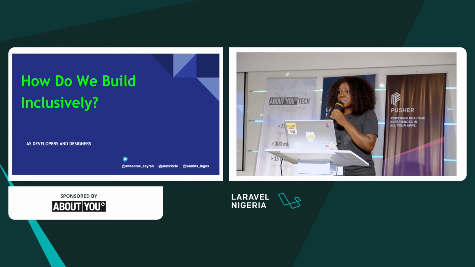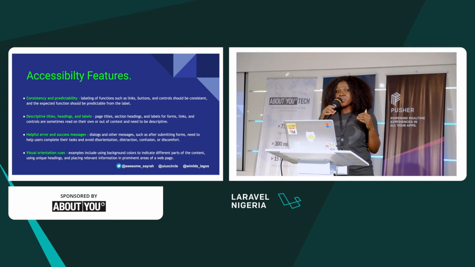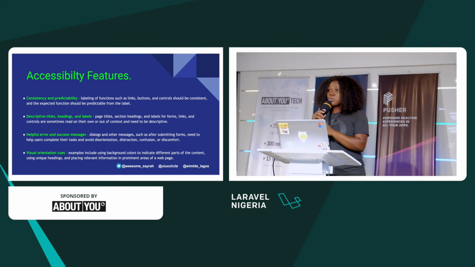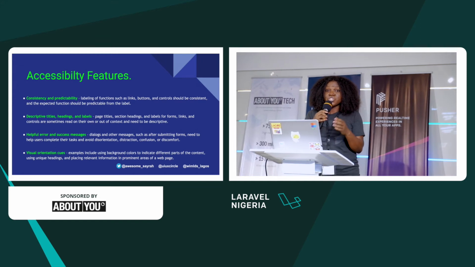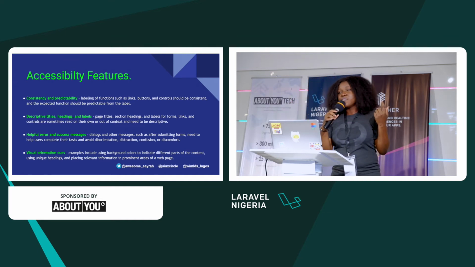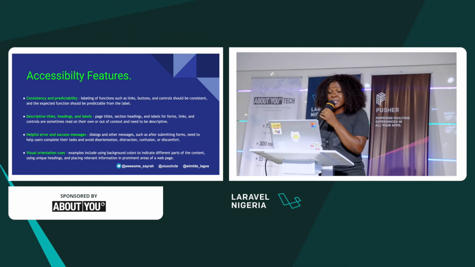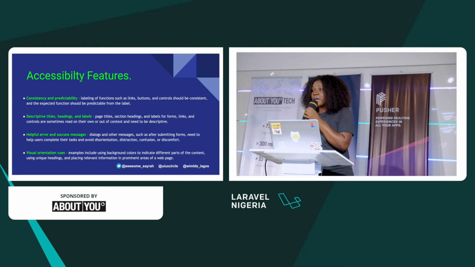How do we as developers and designers build inclusively? First off, there are different concerns that we need to put in when we are building our web applications. Although we might be doing these things unconsciously, ideally, we're actually considering those that are disabled or people that are visually impaired or having a hearing defect to use our applications. One is consistency and predictability. If you have links, buttons, controls, they should all be consistent.